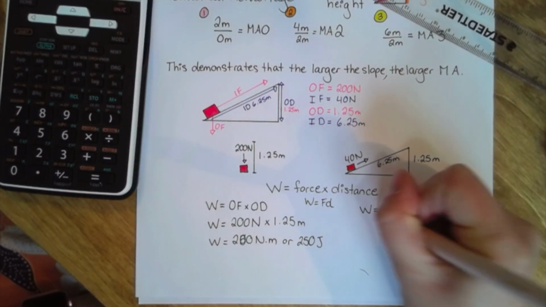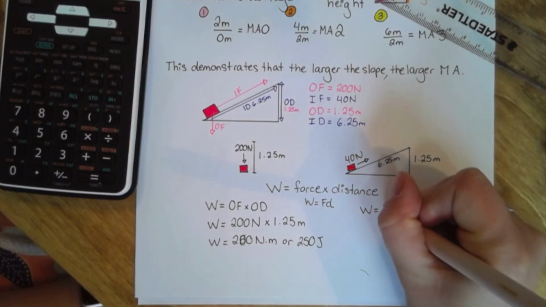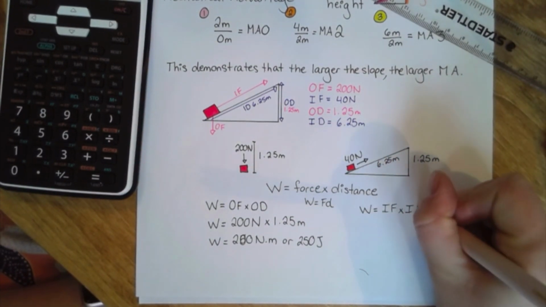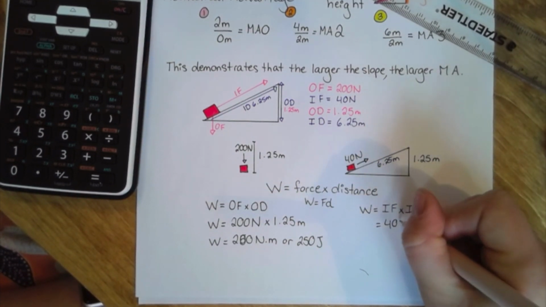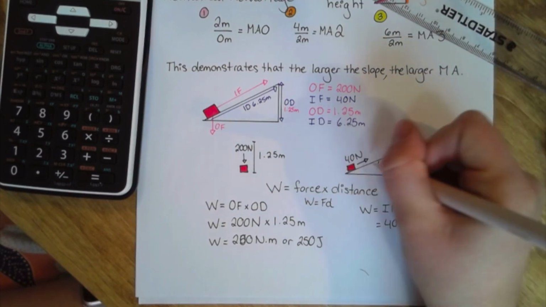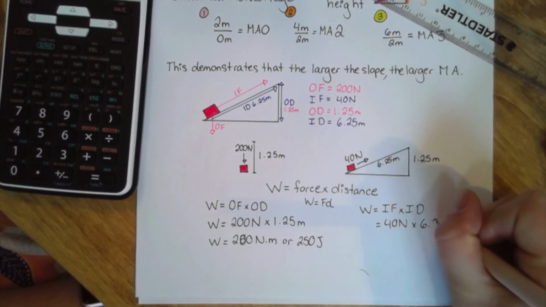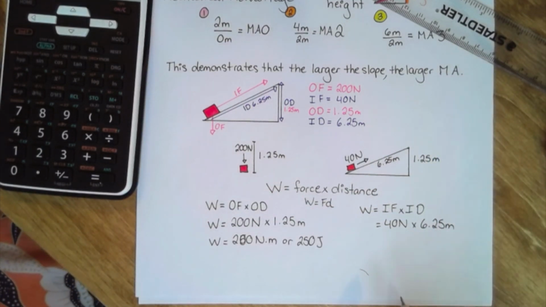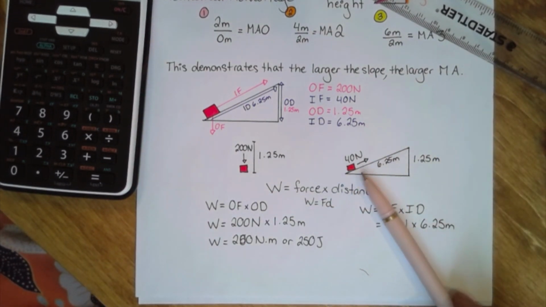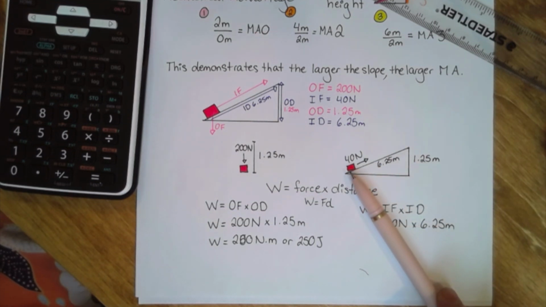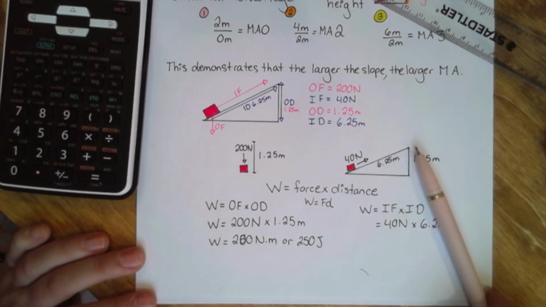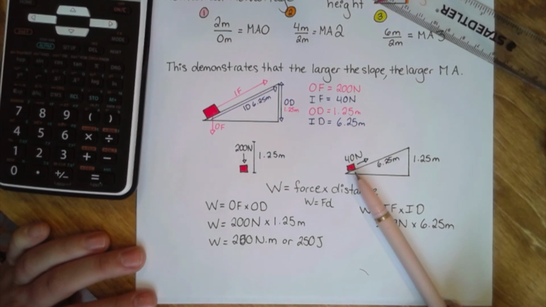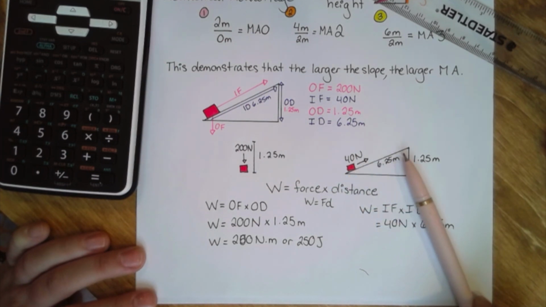So when we're doing the calculation of this one, it's going to be our input force multiplied by our input distance. Our input force is 40 newtons. Our input distance now is longer, 6.25 meters. So the great thing about an inclined plane is it allows you to use less force. However, there is a trade-off, like Mr. Arndt talked about the other day. The trade-off is you have to push it farther. So yes, you have to put in less force, but the distance you have to travel is much greater.